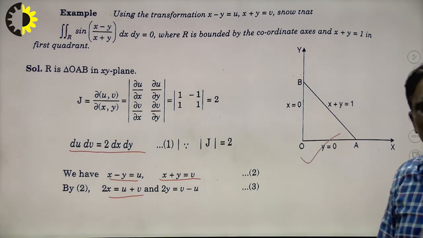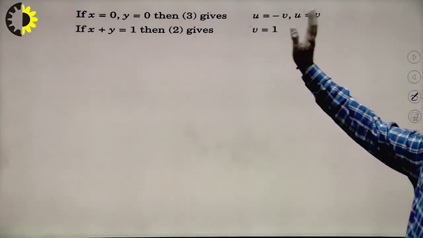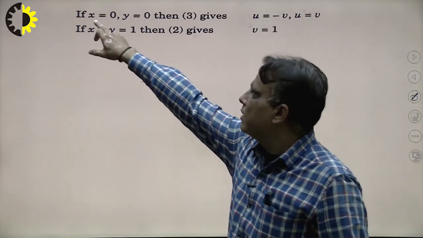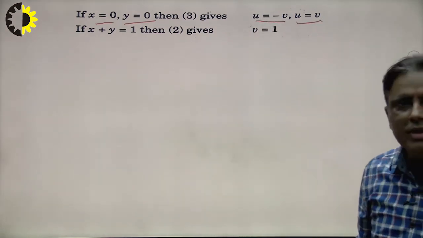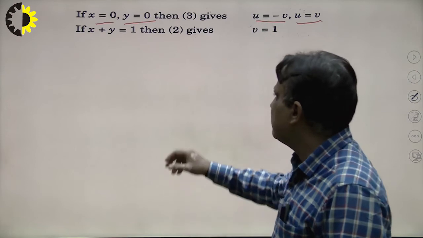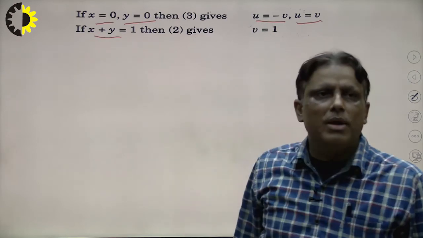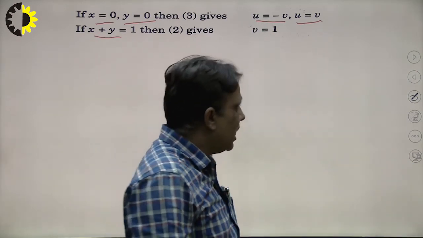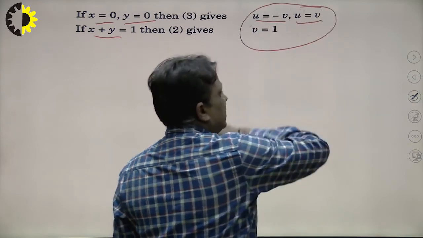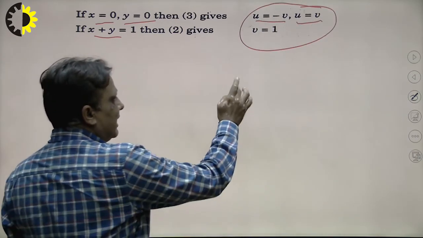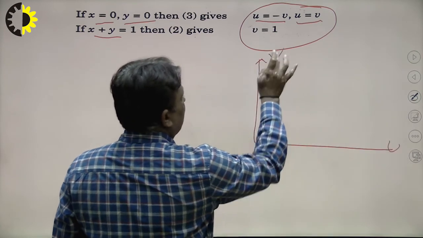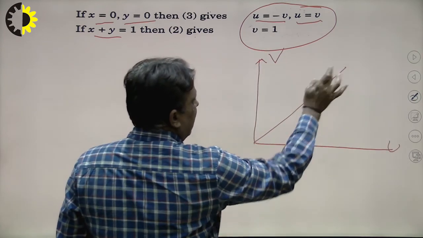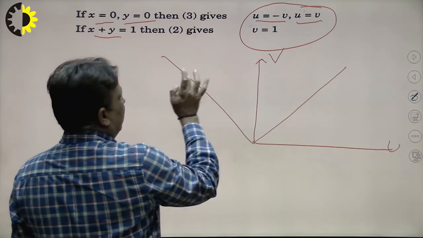Now I want to draw the diagram in the uv plane. So how to draw the uv plane? We see here. If x is equal to 0 and y is equal to 0, then u is equal to minus v and u is equal to v. And x plus y is equal to 1, and this is equal to v, so v is equal to 1. That means how to draw the diagram of these terms? We see here. So what will be the diagram in the uv plane? So I see here that this is u and that is v. So u is equal to v is this line, and u is equal to minus v is this, and v is equal to 1 is this.